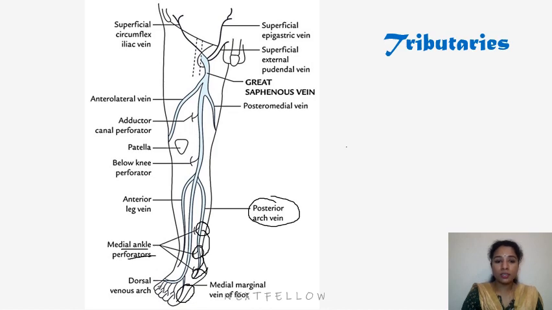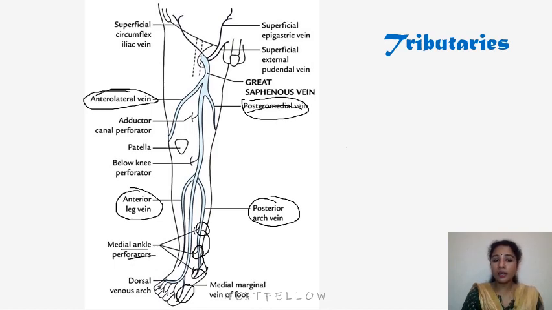And the other vein is the anterior leg vein from the anterior compartment. Then here in the thigh, it receives the posterior medial and anterior lateral veins. So we can see here, this is the posterior medial vein, and here is the anterior lateral vein, which are the tributaries in the thigh.